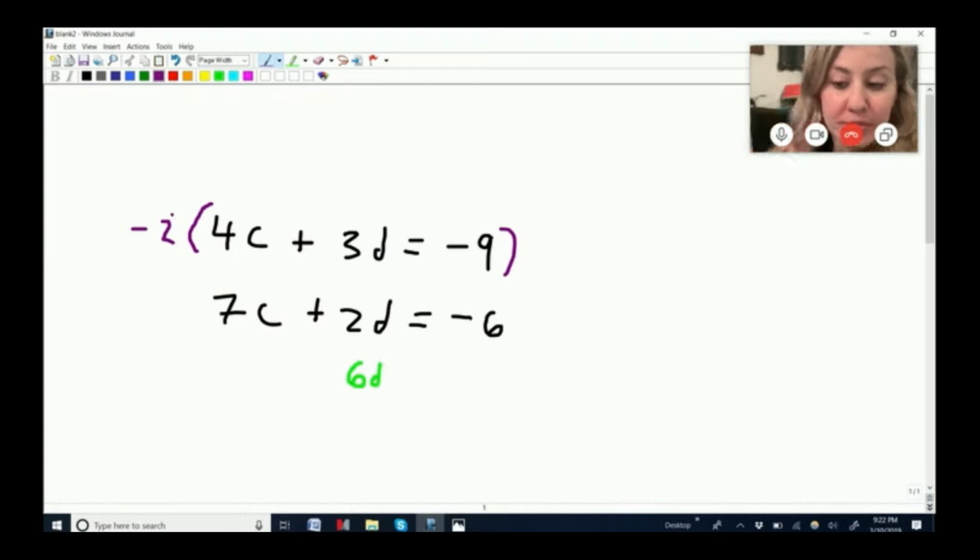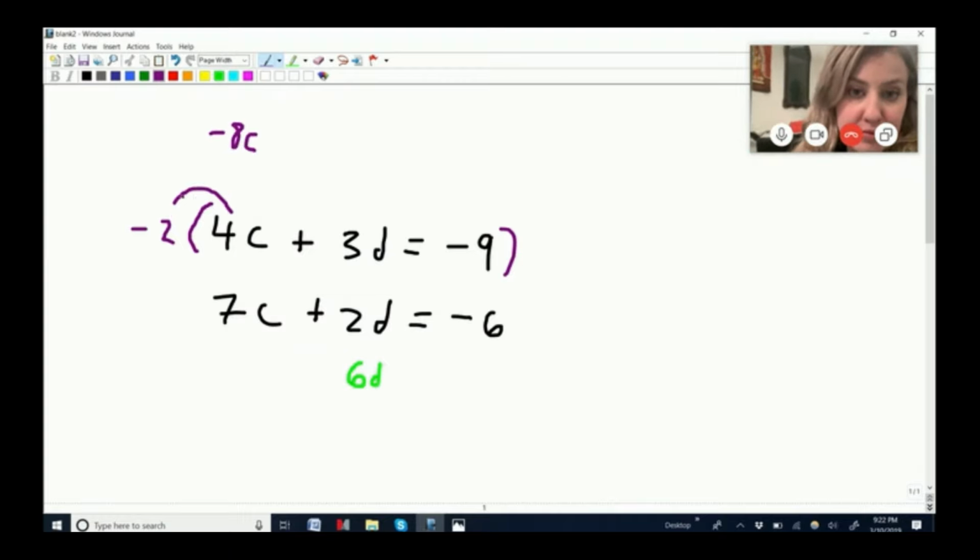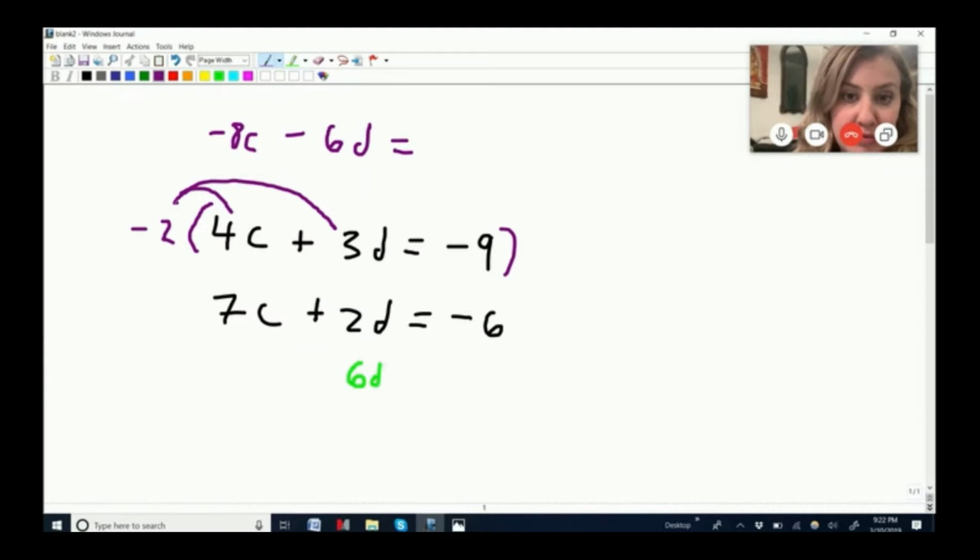And at the end of the day, negative 2 times 4c is negative 8c. Negative 2 times 3d is negative 6d, which, by the way, was the whole point. And then negative 2 times negative 9, well, that's going to be a positive 18. Any questions about that? Nope.